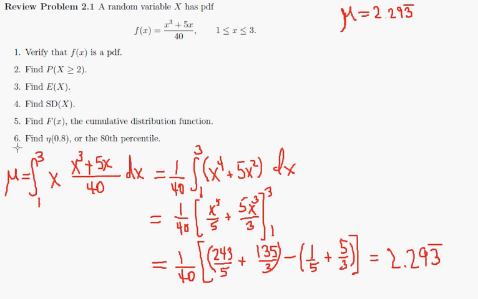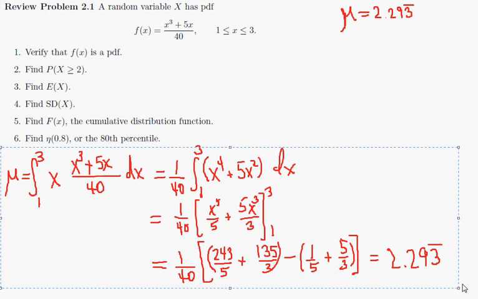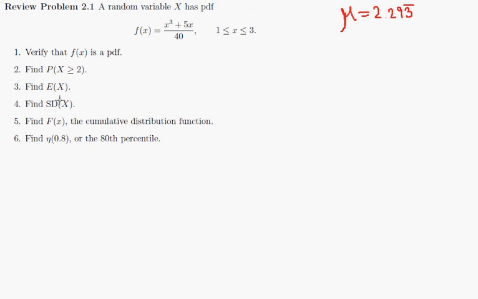For part 4 here, we have to find the expected value of x squared first in order to get the standard deviation of x. So let me clear out the space down here. To get the standard deviation of x, the first thing that we get is the expected value of x squared. We already have the expected value of x, and so the next thing we need is the expected value of x squared. So this will be equal to the integral from 1 to 3 of x squared times 1 over 40 times x cubed plus 5x dx.